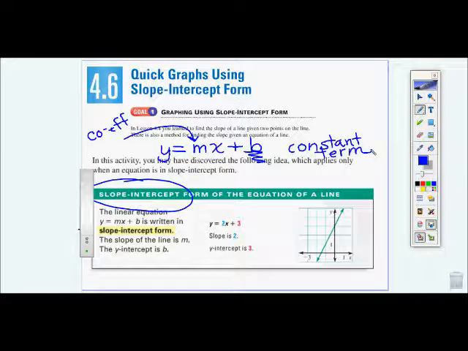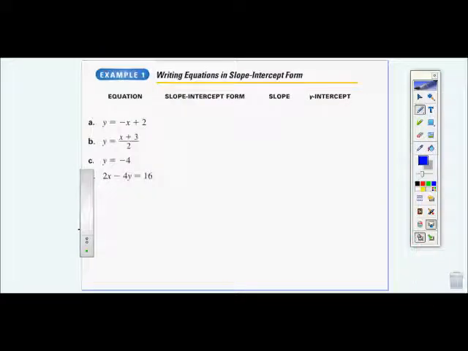So when given an equation, y equals 2x plus 3 here, we can already tell that the slope is the coefficient 2, and the y-intercept is going to be at 3. Okay, so b means the y-intercept. So first of all, we're just going to write a couple equations in slope-intercept form.